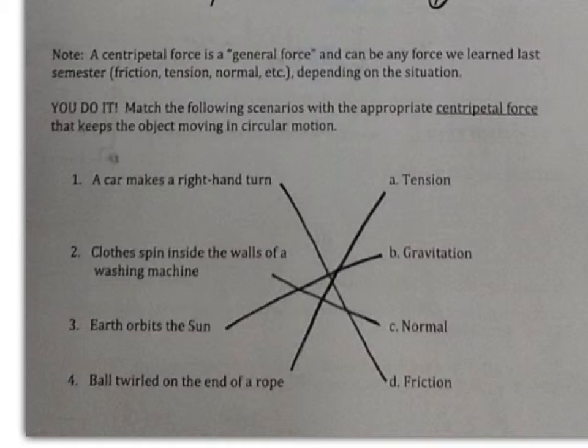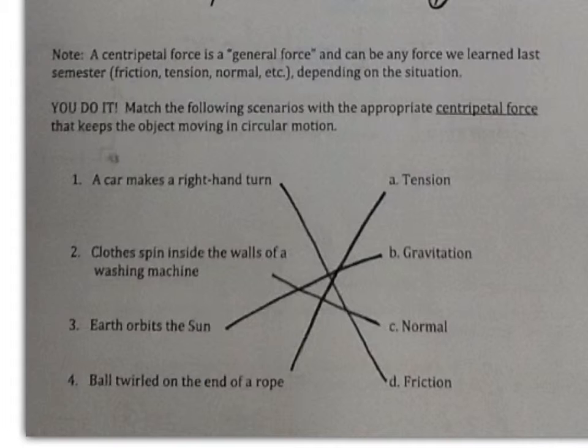For example, the first one, a car makes a right-hand turn. If the steering wheel stays fixed as it's turning, it's going to continue making a right-hand turn. The only way it's able to make that turn is because there is friction between the tires and the road, and that friction is what allows the car to move in a circle. So friction in that case would be the centripetal force.